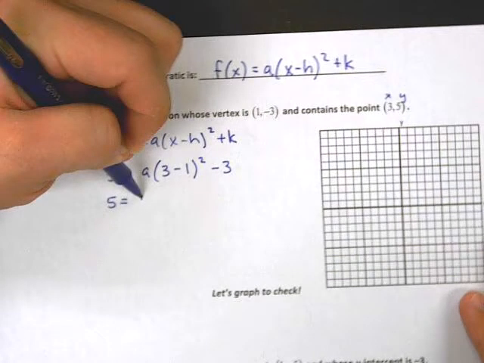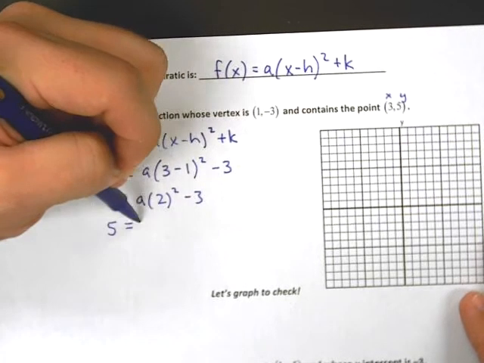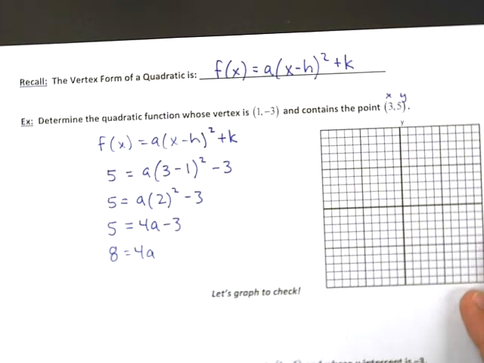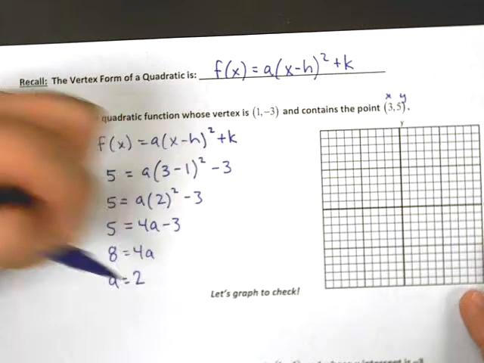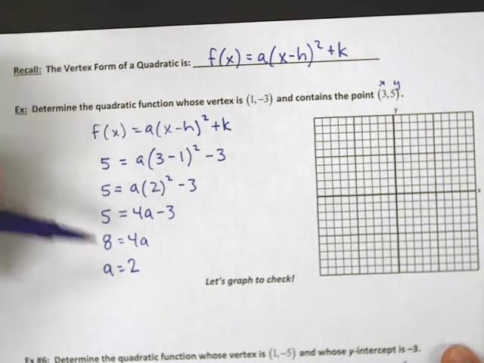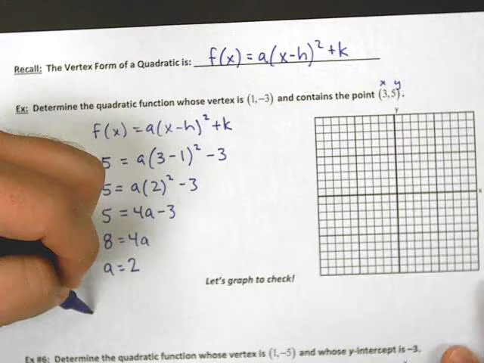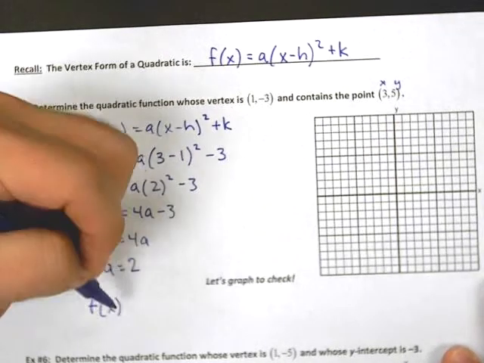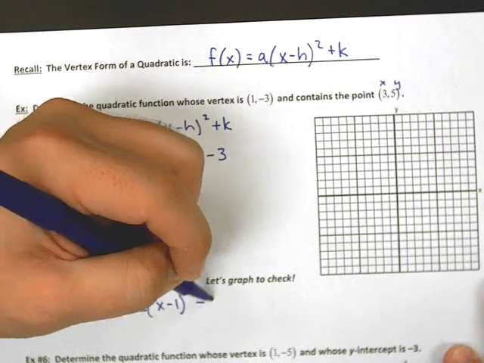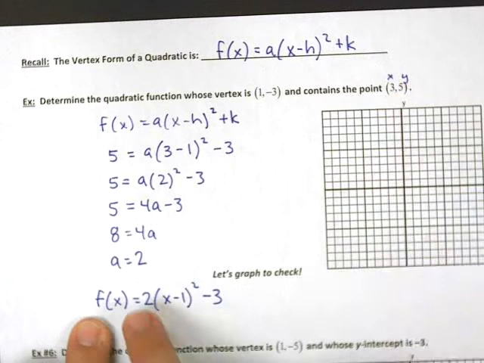So 5 equals a times 2 squared minus 3. Keep going. I'm going to change this to 4a. I'm going to move my 3 over. And I'm going to say a is equal to 2. Please make sure that you understand. I know I went quick there, but hopefully the algebra works out and you understand it. The last thing, we want to determine the function itself. So the whole idea now is to rewrite the function how I would want to see it to graph it. So 2 times x minus 1 squared minus 3. This is my function that has a vertex of 1, -3, and will go through 3, 5.